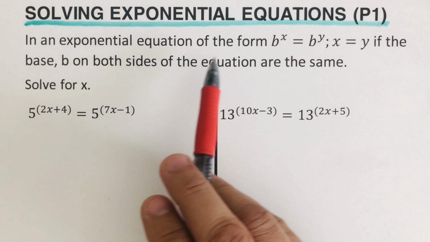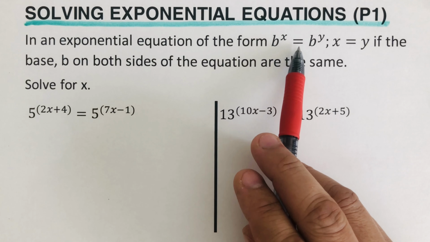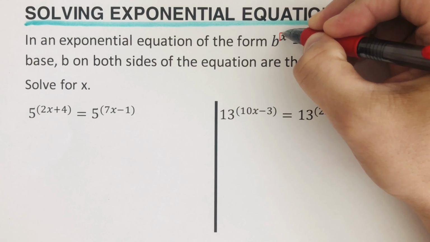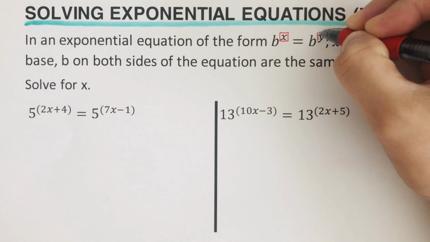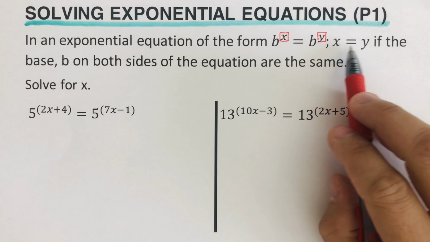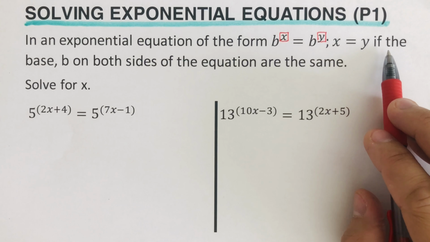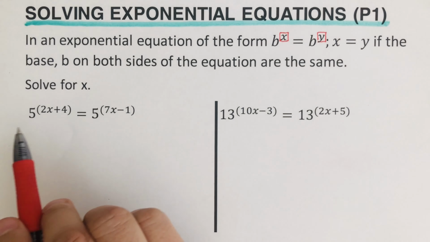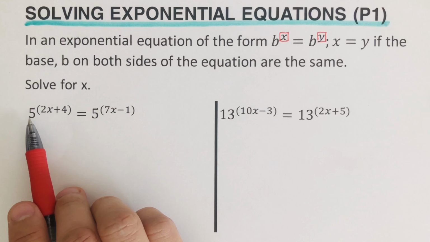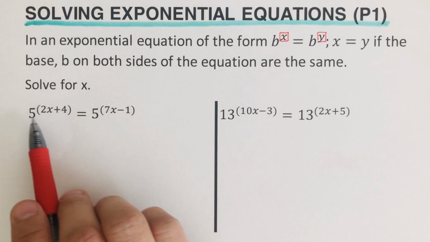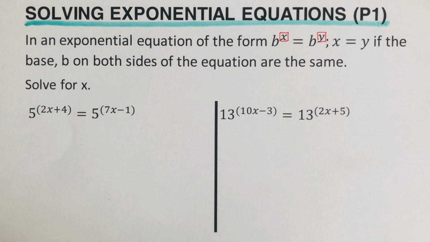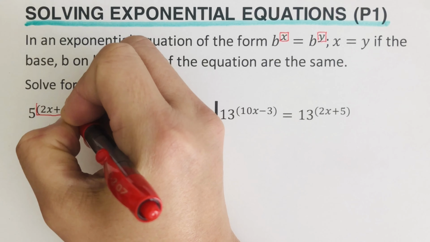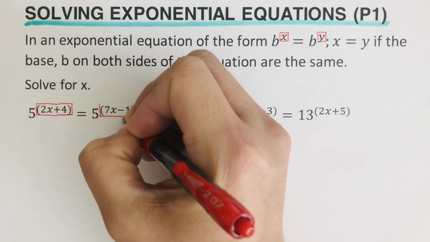In an exponential equation with the form b to the power x is equal to b to the power y, the exponent on the left side, x, and the exponent on the right side, y, would be equal to each other. X is equal to y if the base b on both sides is the same. So in this example, as you can see, the bases of both sides of the equation are 5 and 5. Now, we can therefore say that in order to solve for x, the exponent on the left side would be equal to the exponent on the right side.